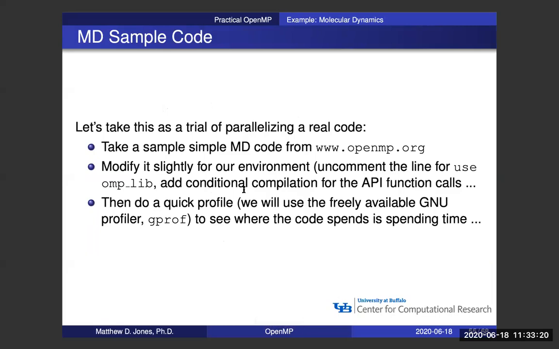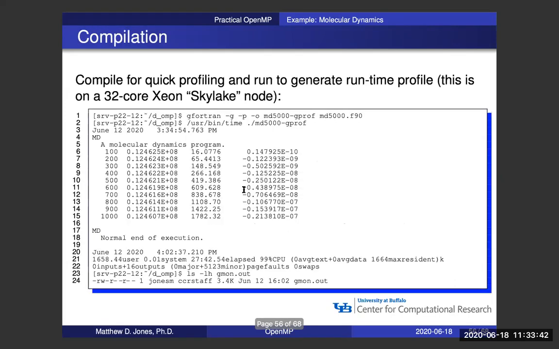Okay, so let's take a real example, or at least a less trivial example. We'll take a sample molecular dynamics code from openmp.org. It's a fairly small Fortran code, does a fairly simple harmonic potential between particles, and just runs molecular dynamics on them. We're going to profile it first to see where it's spending its time, and then we're going to instrument it with OpenMP and see what kind of speedup we get. Okay, so we grab the code. I changed the number of particles in the code. I think it defaulted to 500. I made it 5,000 to give it a little bit more time.